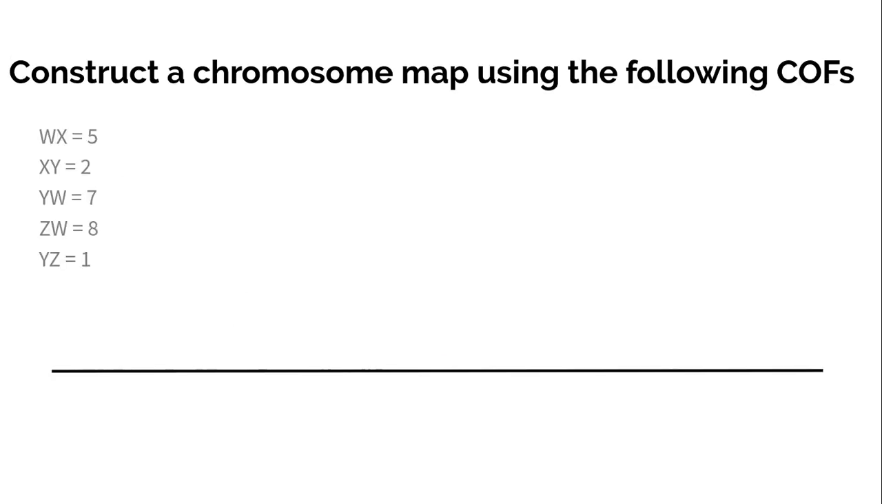So here's one more. We're going to construct a chromosome map using the crossover frequencies. I'm going to put my extremes down, my Z and my W. Why? Because they're the furthest ones away from each other. Now I'm going to start trying to plot things from here. So I'm going to start with my first one being Y. The reason I'm choosing Y is because Y is only one map unit away from Z, so it makes sense that it would go right here.